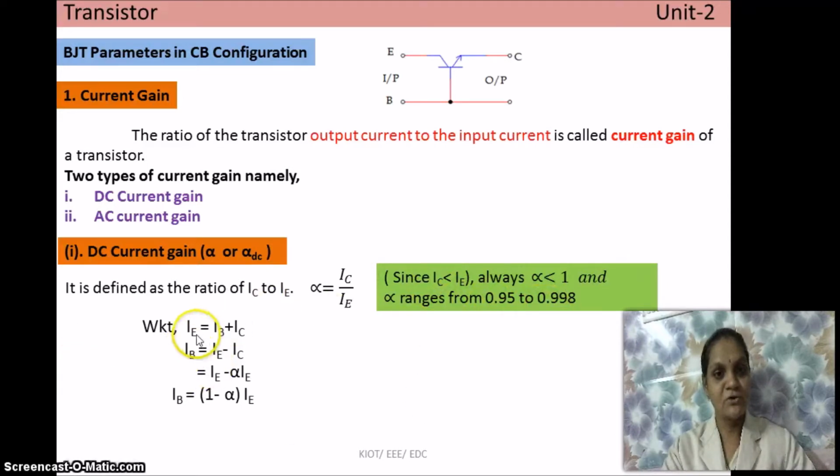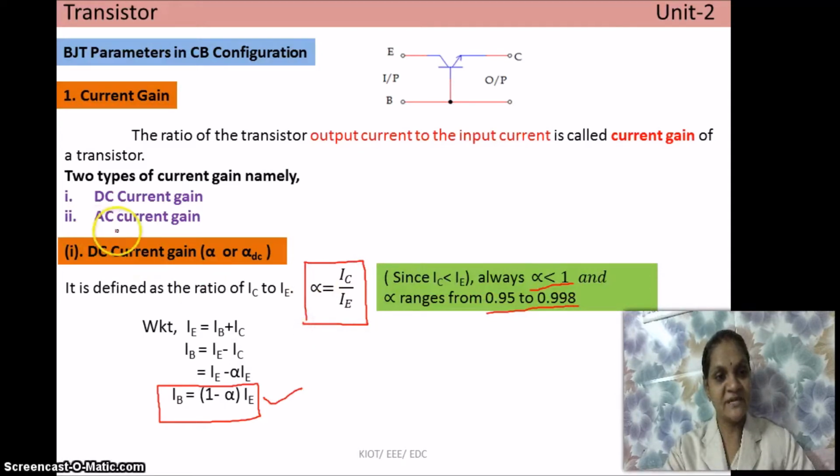One more thing: emitter current is equal to base current plus collector current. So this expression can be rewritten as IB equal to IE minus IC. From the expression IC equal to alpha into IE, substitute it here and the expression becomes IB equal to 1 minus alpha into IE. Keep it in mind, this is the expression for base current in case of common base configuration. Another point is that alpha is always less than 1 and lies between 0.95 and 0.998. This is the current gain in case of a DC condition.